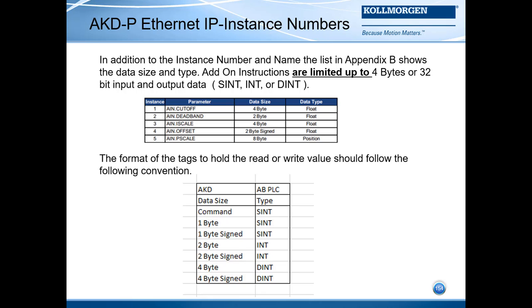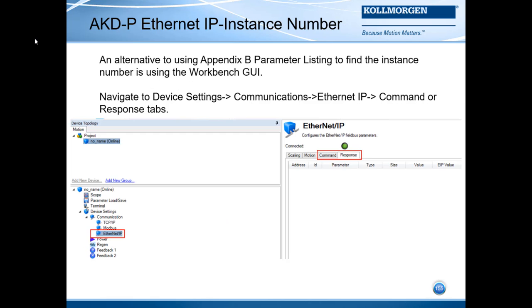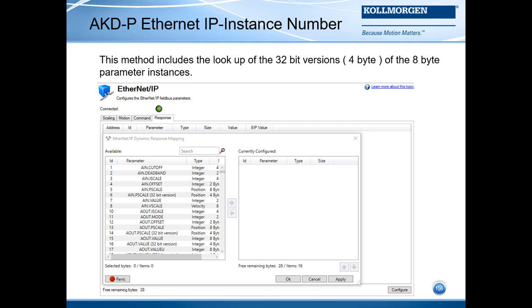An alternative to using Appendix B parameter listing to find the instance number is using the Workbench GUI. Navigate to Device Settings, Communications, Ethernet IP, and the Command or Response tabs. This should look familiar to you if you've already viewed video 10 on dynamic mapping. This method includes the lookup of the 32-bit versions, 4-byte of the 8-byte parameter instances.